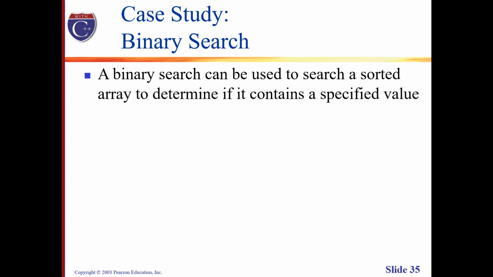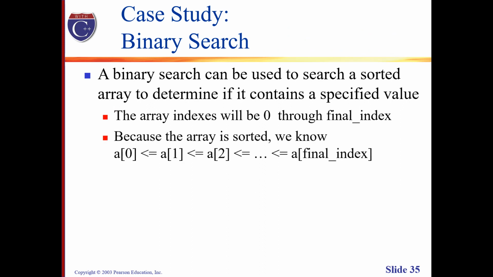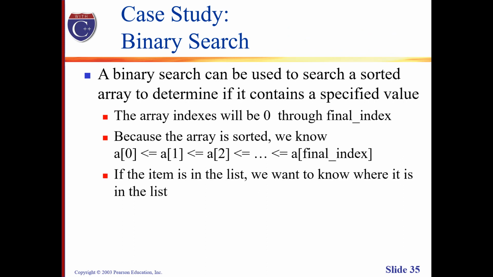And a binary search can be used to search a sorted array to determine if it contains a specified value. Of course, the array indexes will be 0 through the final index. And of course, the array is assumed to be sorted. If the item is in the list, we want to know where it is in the list.